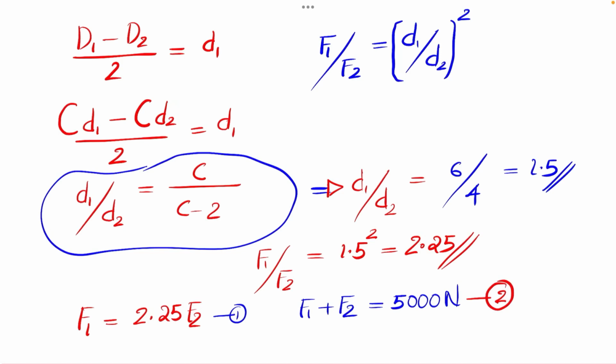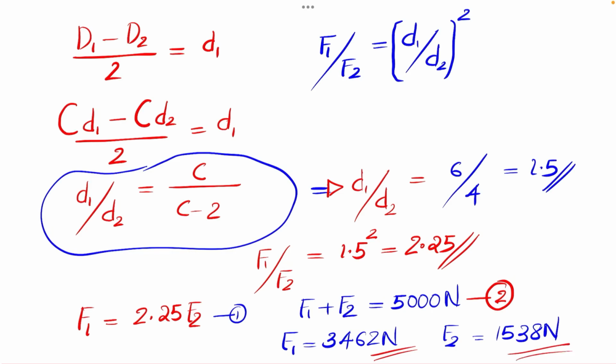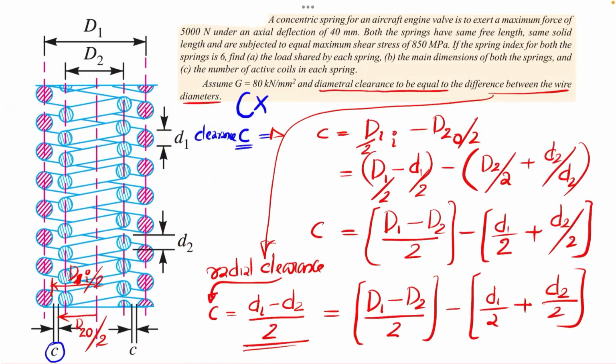So this is the second equation. So sum of f1 and f2 is 5000, and f1 can be written in terms of f2 as 2.25 f2. So these two equations can be solved simultaneously for finding the values of F1 and F2. Here we will be getting the values of F1 as 3462 Newton and F2 as 1538 Newton. So this is the answer for the first part.